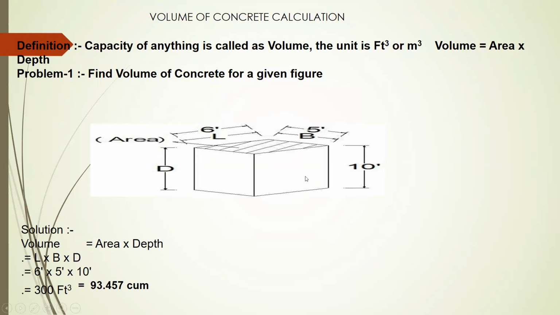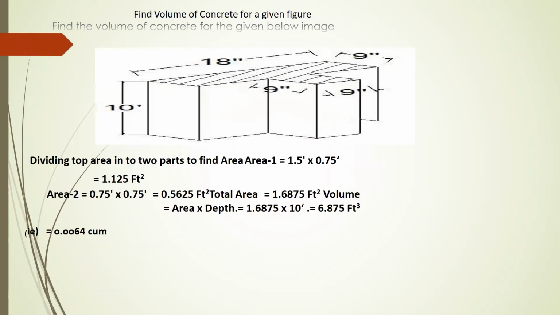Depth has been given as 10 feet, length is given as 6 feet, width is given as 5 feet. The solution for this: volume is equal to area into depth. That is length into breadth into depth. That is 6 into 5 into 10. That is 300 cubic feet. That is 93.457 cubic meter.